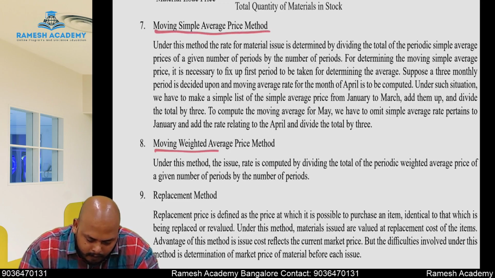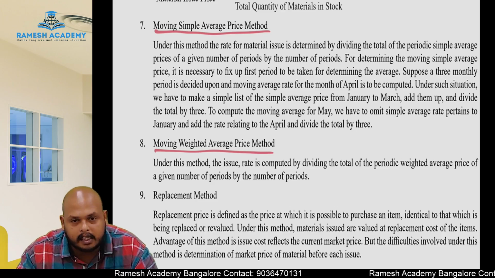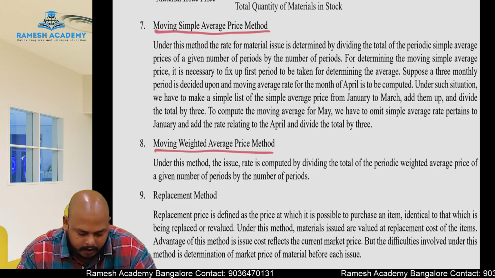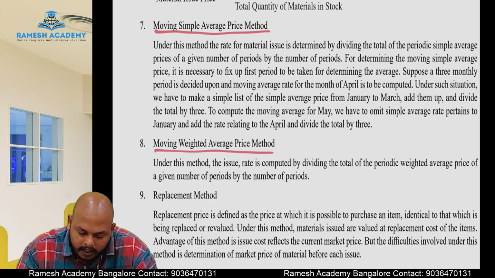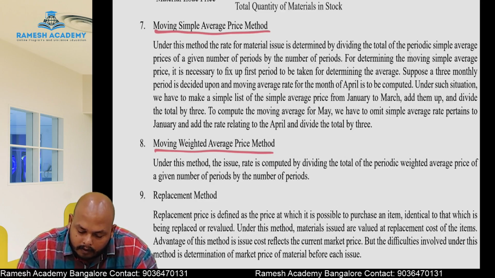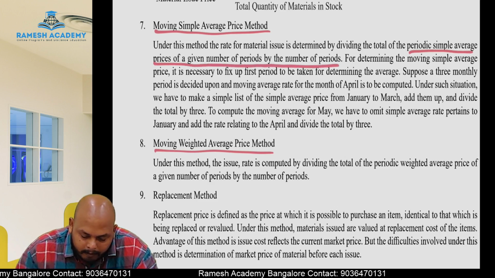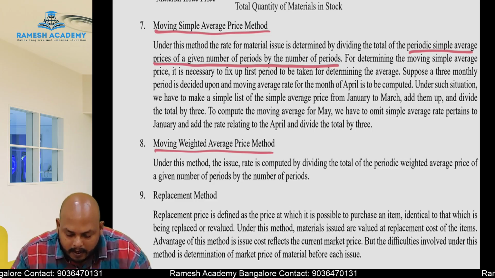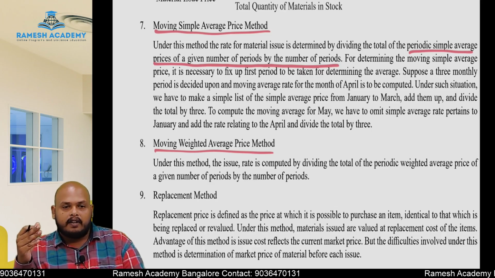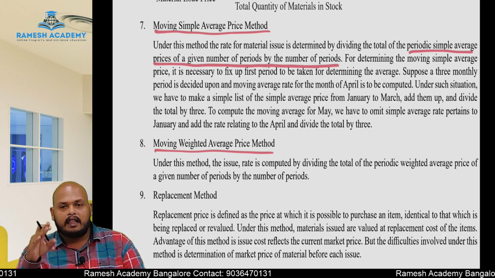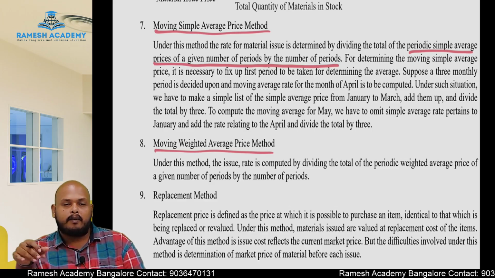Next, moving simple average and moving weighted average method. This is a little bit different and complicated method. Listen carefully. Under this method, the rate for material issue is determined by dividing the total of the periodic simple average prices of a given number of periods by the number of periods. For the simple average price, they will take the total issue prices for different months, take all the prices, and average them: total prices divided by total number of prices.